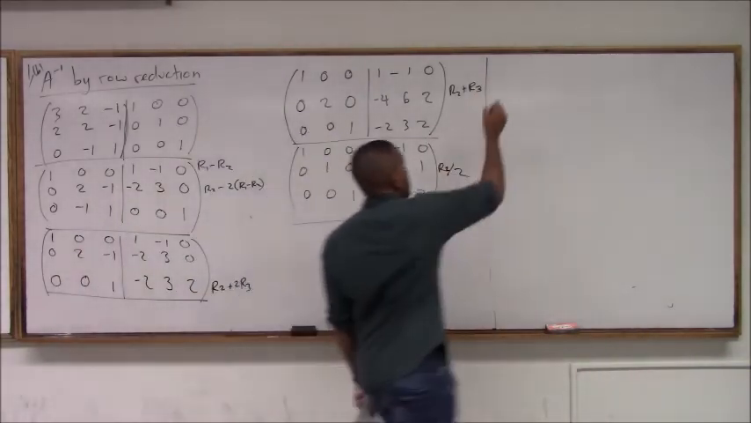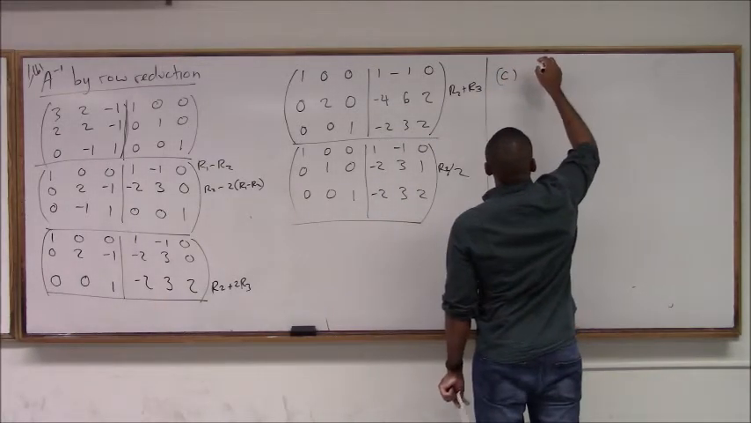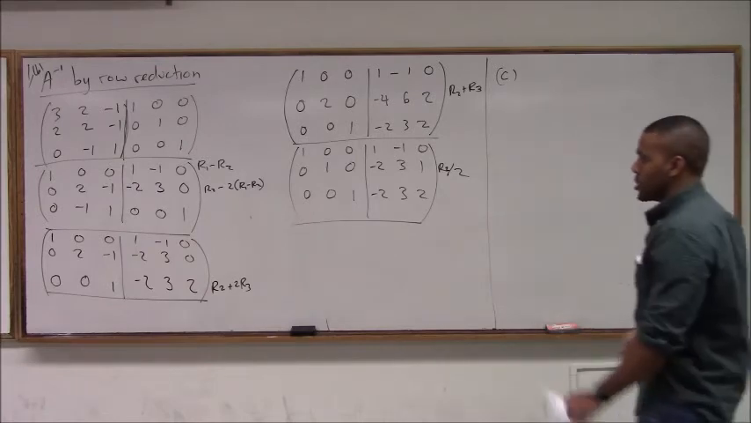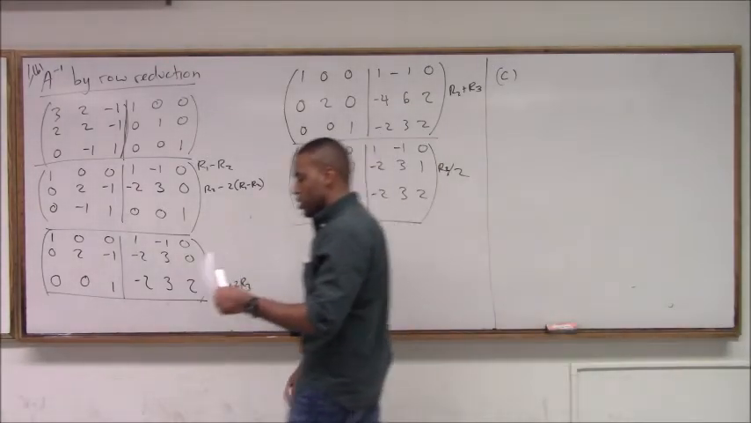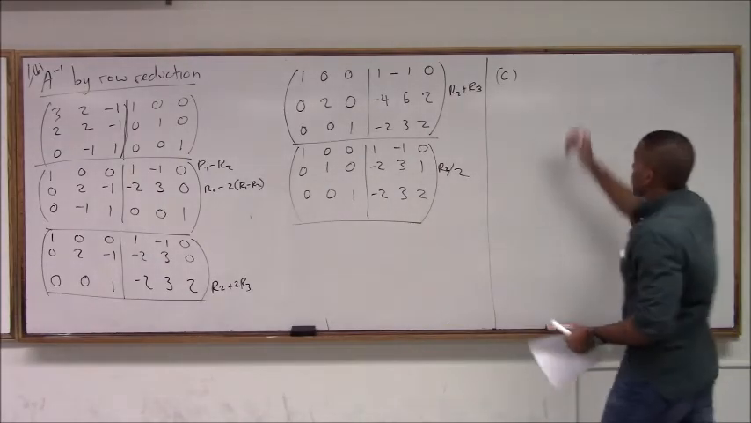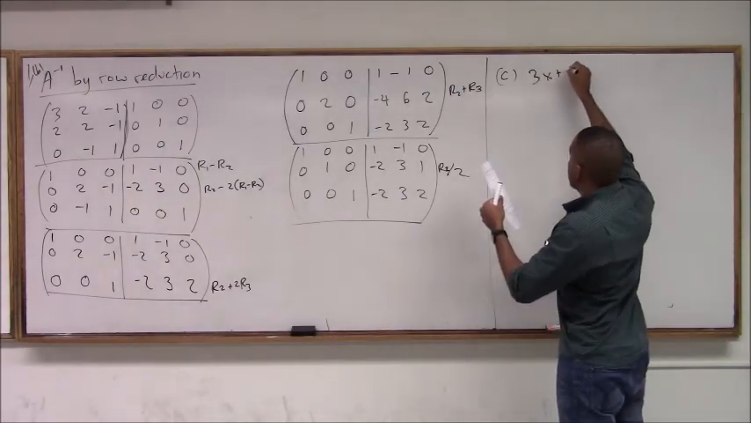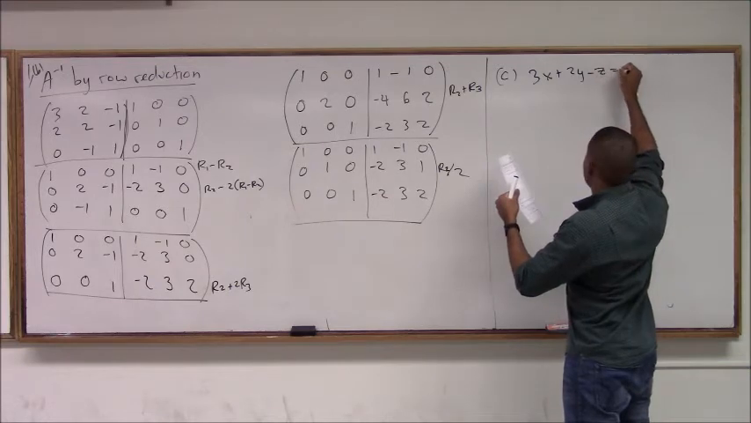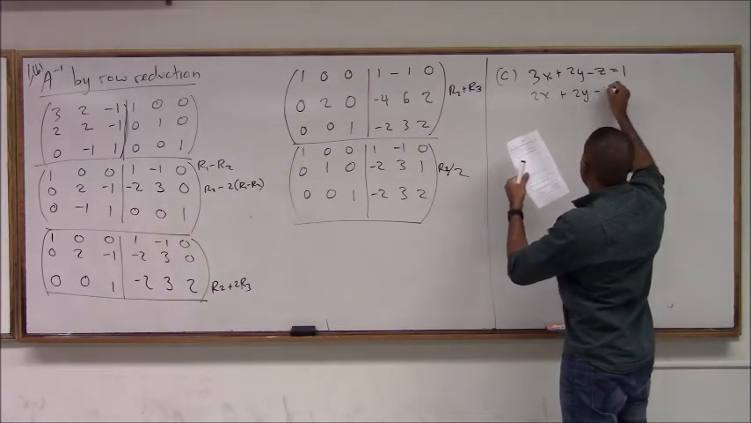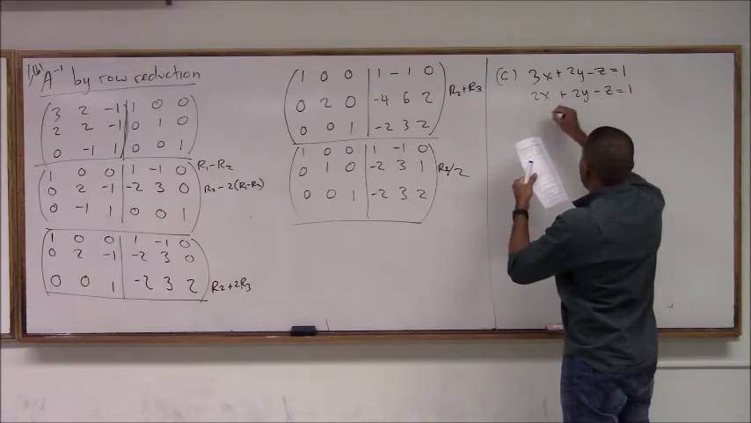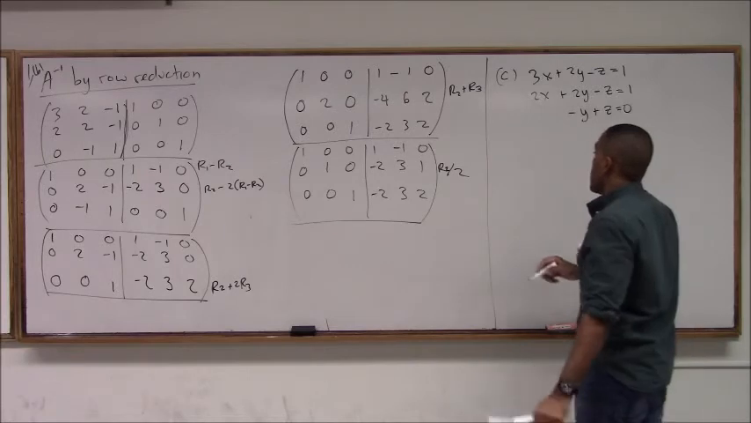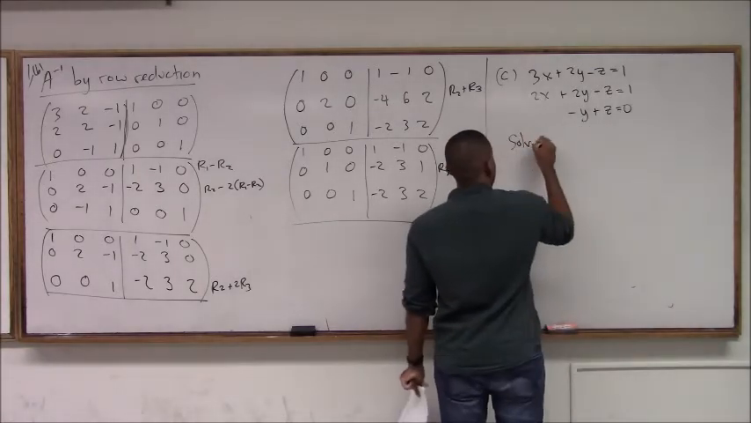Okay, so part C. This was something I mentioned, doing the inverse, but I don't think I ever actually did an example. So we'll let this serve as the example: using the inverse of a matrix to solve a system. If I have 3x plus 2y minus z equals 1, 2x plus 2y minus z also equals 1, minus y plus z equals 0, I want you to solve the system.